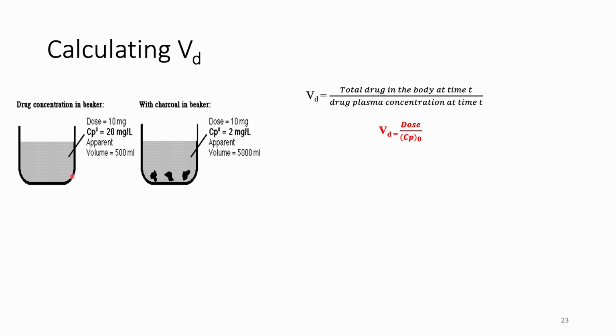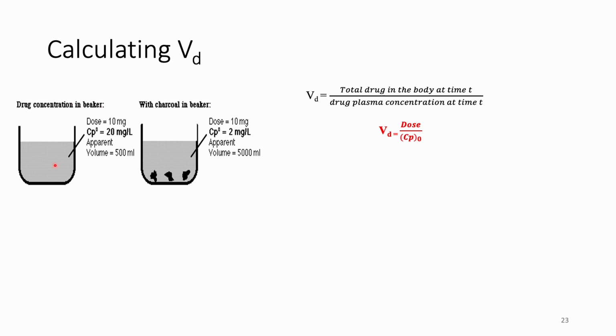You just assume the beaker is like the body, because in volume of distribution, the drug is assumed to be distributed throughout the body. The concentration of drug in the plasma will represent or reflect the concentration of drug in the tissue. So you just imagine the beaker is like a body, and the drug dissolved in here is like the drug in the plasma. How do you calculate the volume of distribution?